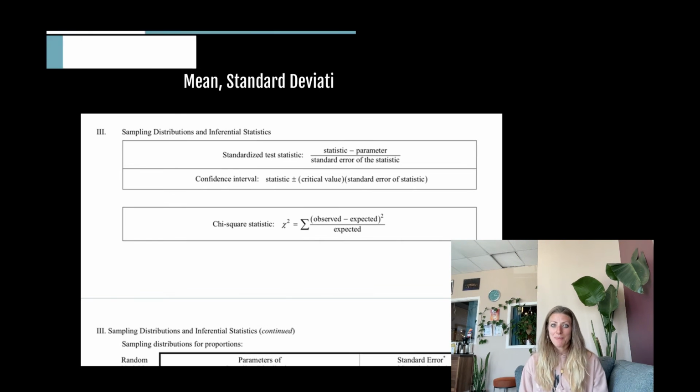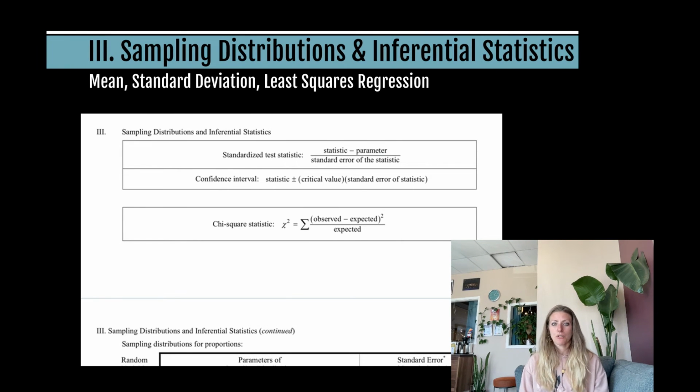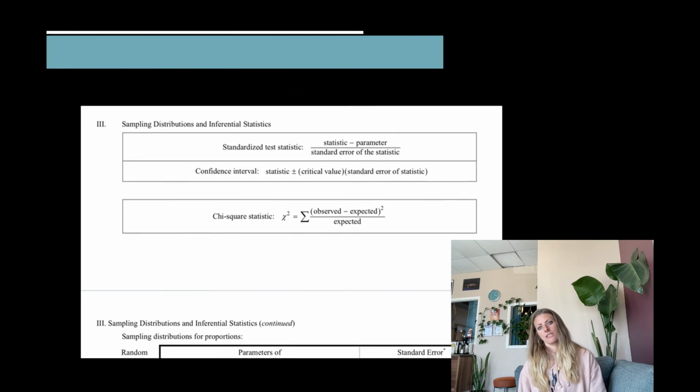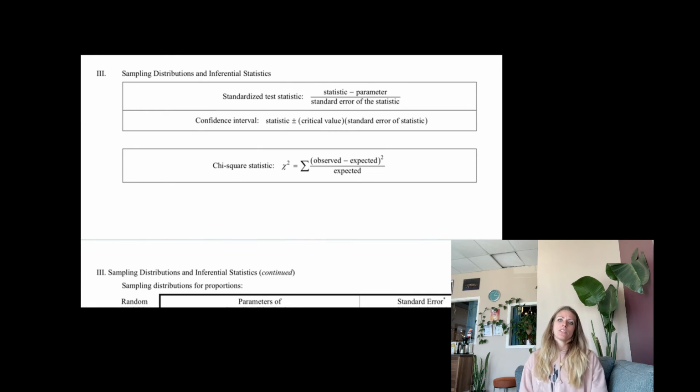All right, next up is looking at sampling distributions and inferential statistics. So we're now talking about the hypothesis tests. Z, T, and chi-squared obviously is down there. That one's a little bit different. And then, when you have a 2-sample test, you might have a couple other things happening as well.